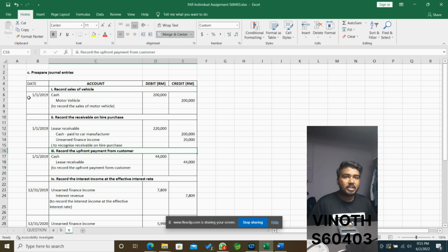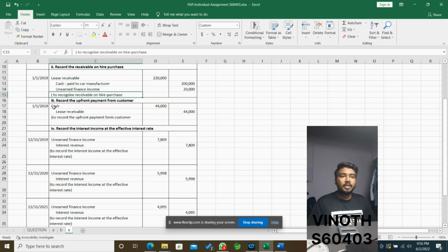Then the next is preparing the journal entries. The first one is to record the sale of the vehicle, where it is paid in cash. You debit cash and you credit motor vehicle, which is the value of the vehicle itself, 200,000. Then the next one is to record the receivable on hire purchase. Here you debit lease receivable, which is 220,000, and you credit the motor vehicle, which is 200,000, and the unearned finance income, which is 20,000. This is to recognize the receivable on hire purchase.